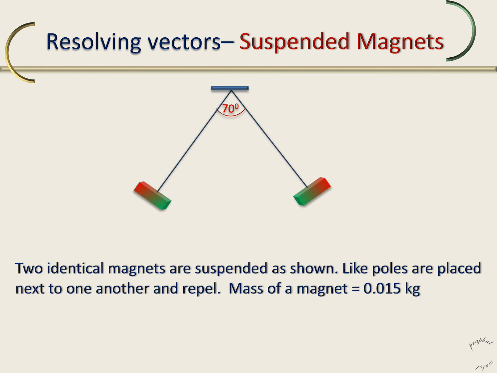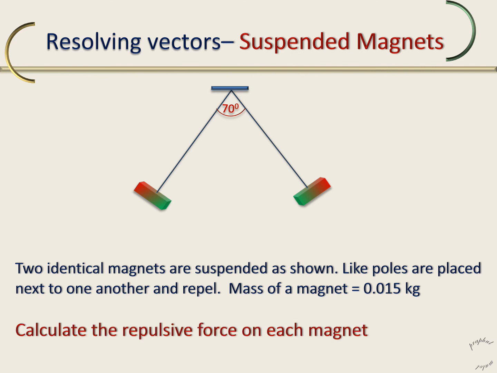The mass of the magnets is given, and the angle at which they stay in equilibrium is also given, 70 degrees. The question is to calculate the magnetic repulsive force on each magnet, how much force each magnet experiences. Anyway, the force experienced by each magnet should be exactly equal because of Newton's third law. The left magnet pushes the right one and the right magnet pushes the left one. Okay, now let's see how to calculate this force.